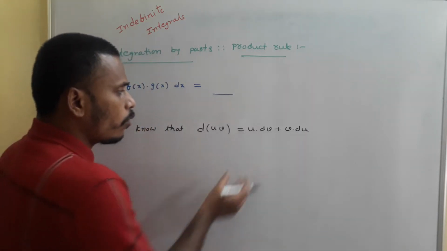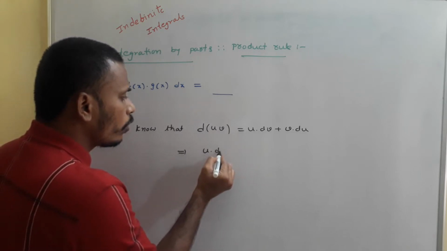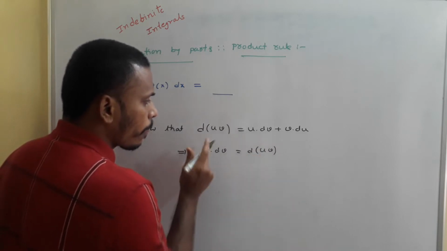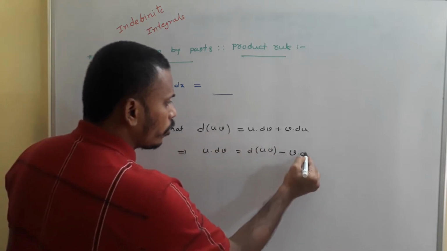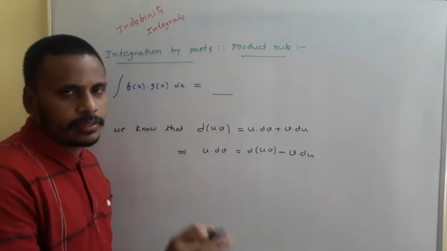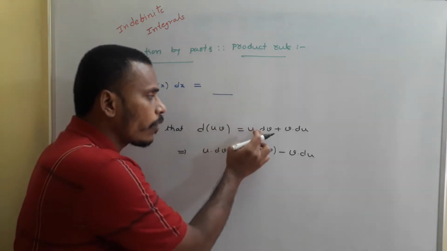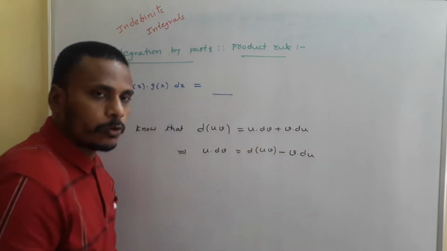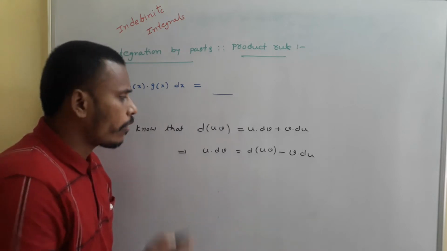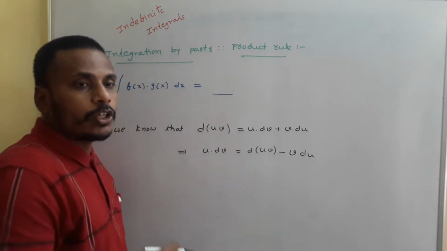And now what is u into dv? Just make it the subject: u into dv is equal to the derivative of uv minus v into the derivative of u. Everything is with respect to some x or some t. We are mentioning the derivative of uv as u into the derivative of v plus v into the derivative of u, and that derivative is with respect to, you may take it as x, no problem. So this u into dv is the derivative of uv minus v into the derivative of u.